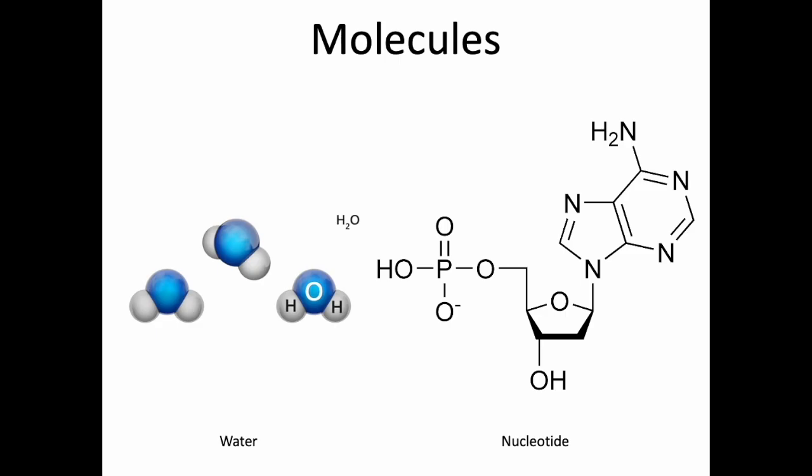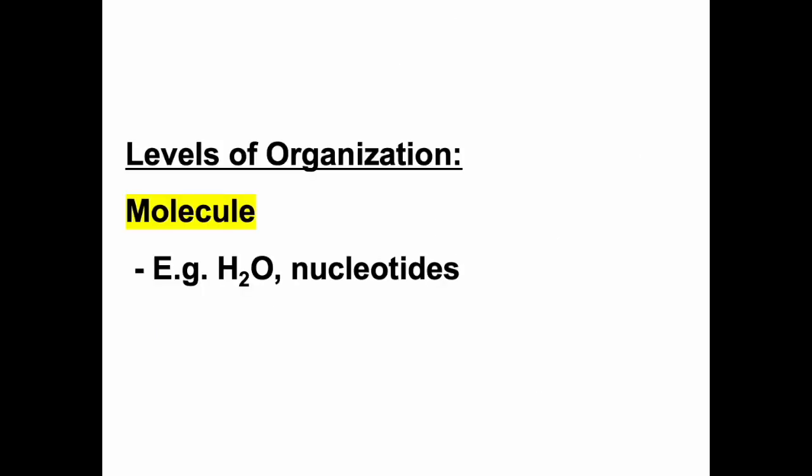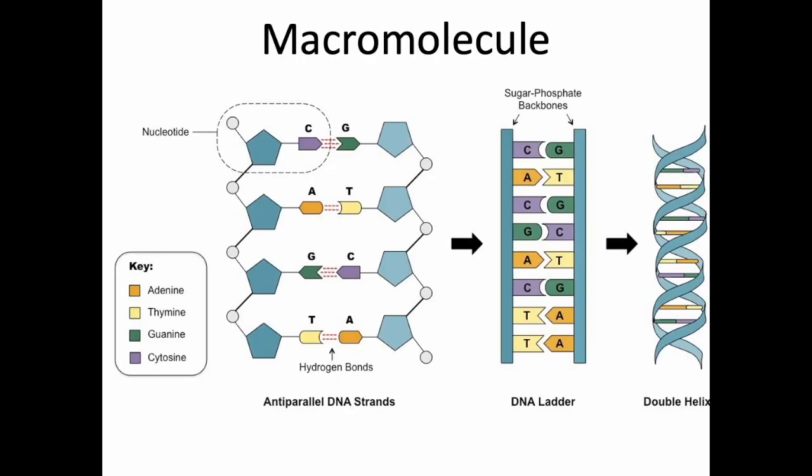So we call these structures molecules. Again, key terms definition of molecule: a chemical structure consisting of at least 2 atoms held together by one or more chemical bonds. And yep, nucleotides are an example of a molecule. H2O, water, is also an example of a molecule. To get even bigger, we can make even bigger structures.